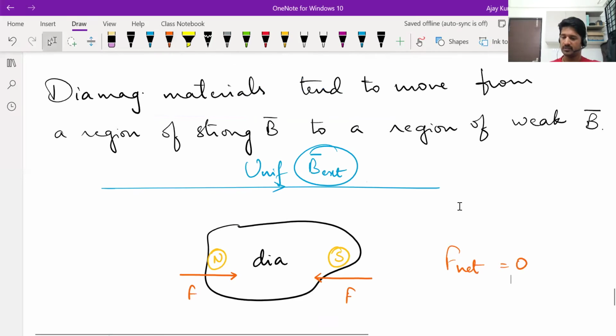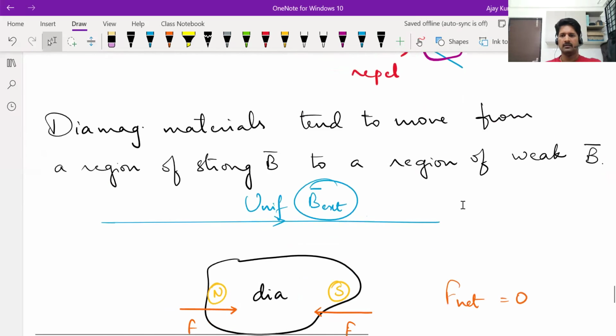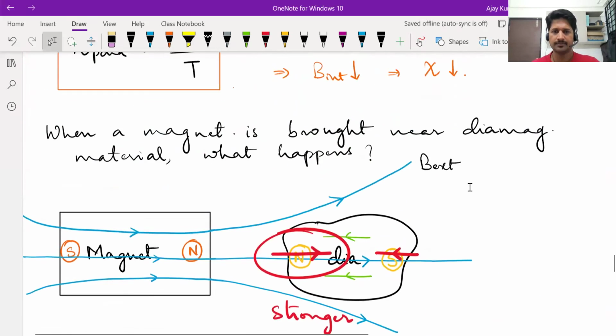But the question I asked was a bar magnet being brought closer to the diamagnetic substance. Bar magnets don't create uniform fields. Closer to the magnet, the field will be strong, farther from the magnet, the field will be weak. So the diamagnetic material gets repelled. Is it clear to all of you? Any questions?